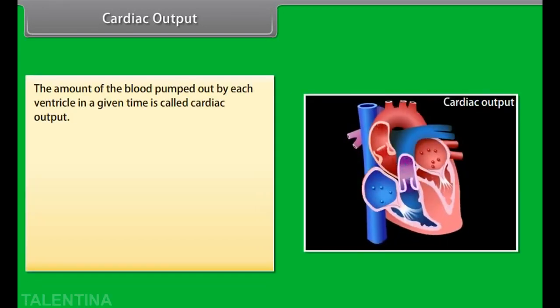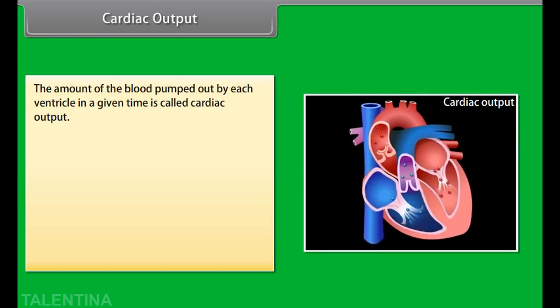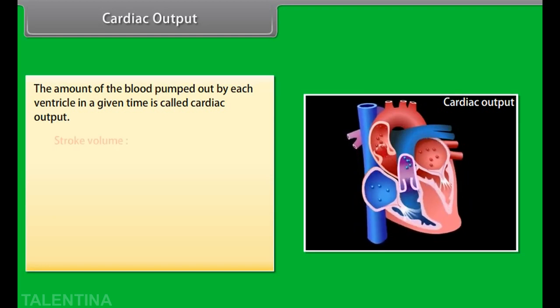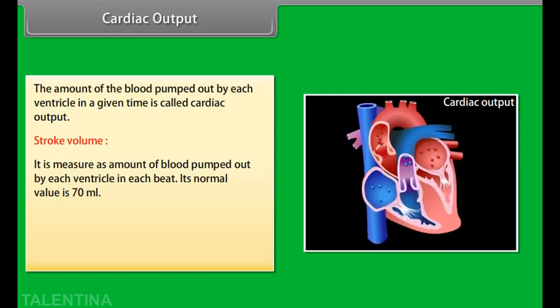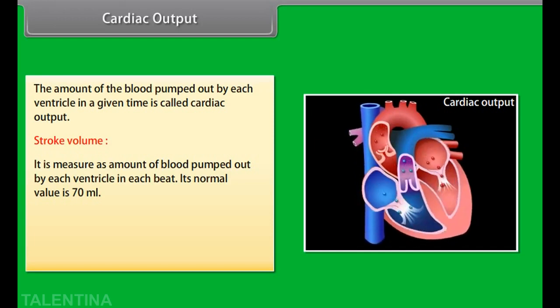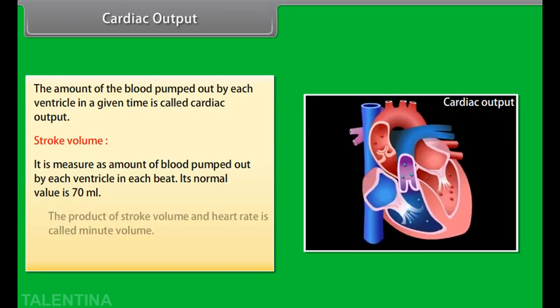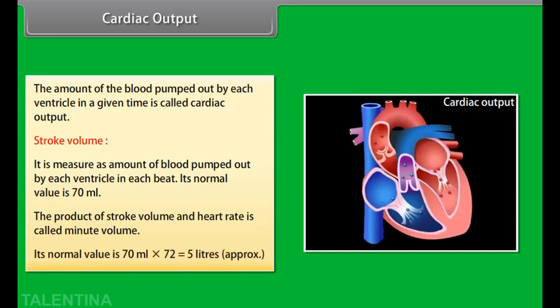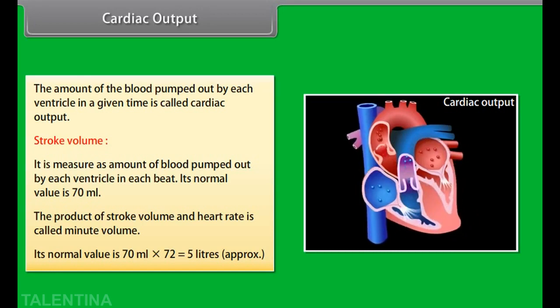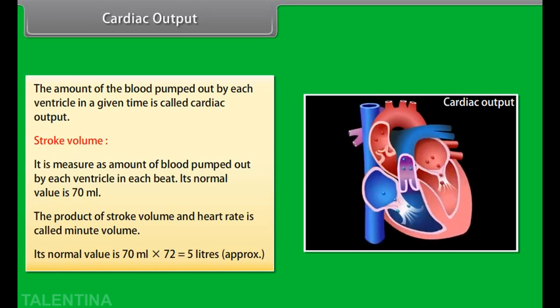The amount of blood pumped out by each ventricle in a given time is called cardiac output. Stroke volume is measured as the amount of blood pumped out by each ventricle in each beat. Its normal value is 70 milliliters. The product of stroke volume and heart rate is called minute volume. Its normal value is 70 milliliters into 72 equals 5 liters approximately.